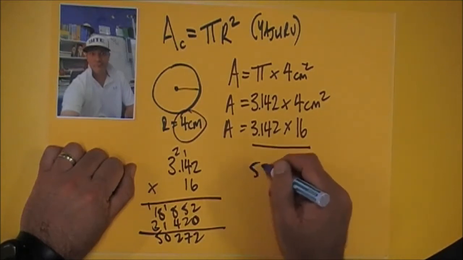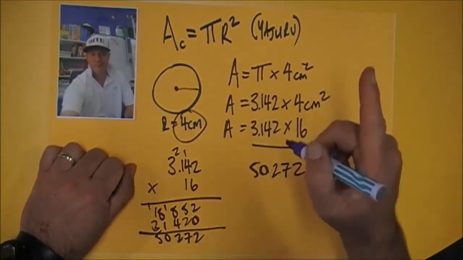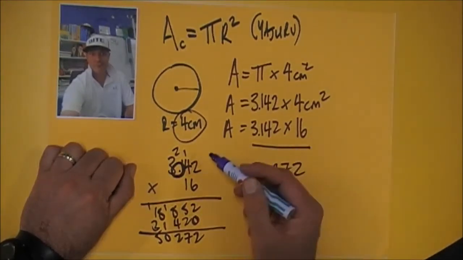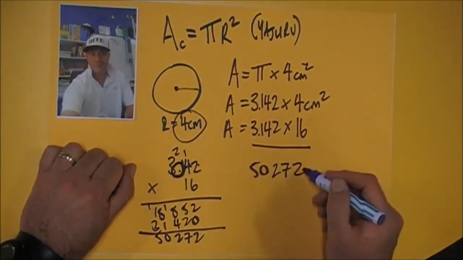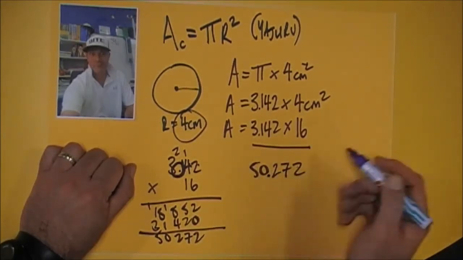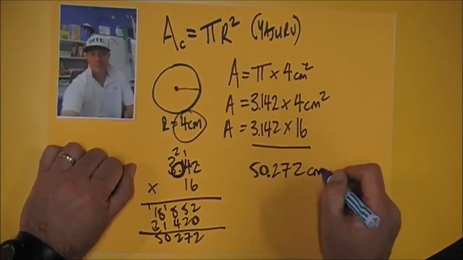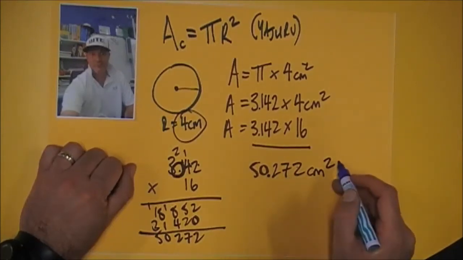So I've come out with 50,272, but I now need to include the decimal place. 3 numbers after the decimal point in the question, so 3 in the answer. The area of this circle is 50.272 centimeters squared.